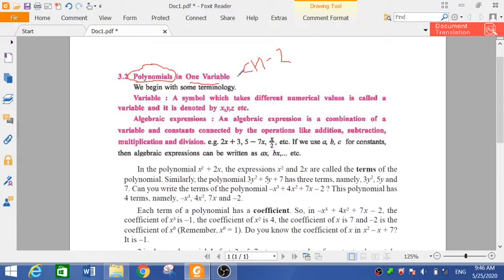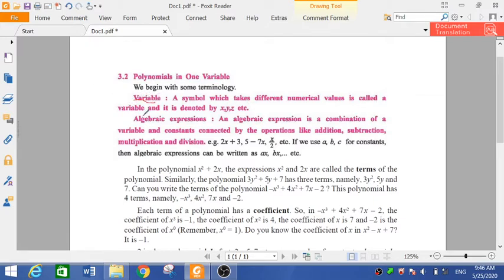First of all, what is the meaning of variable? If I write x or if I write 2x, we can say that x is a variable. A symbol which takes different numerical values is called a variable. If I write 5x and put x equal to 2, then the value is 10. That is called a different numerical value.